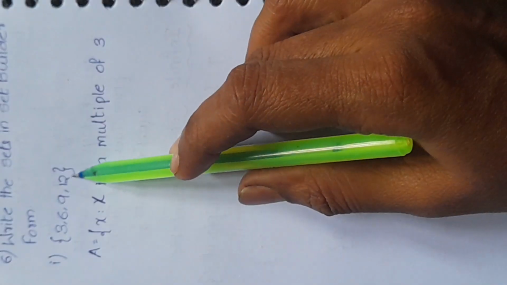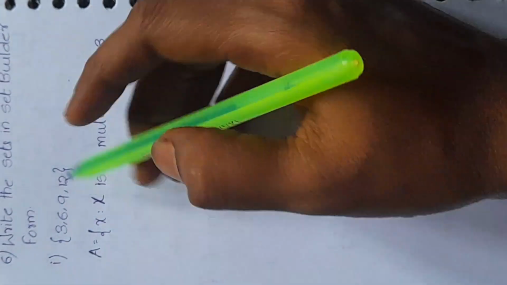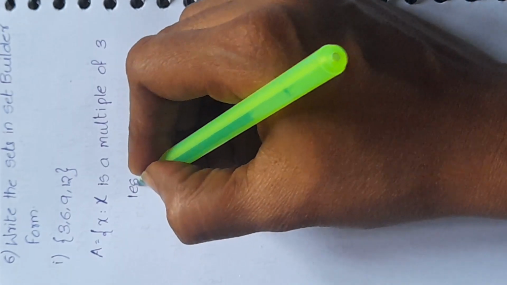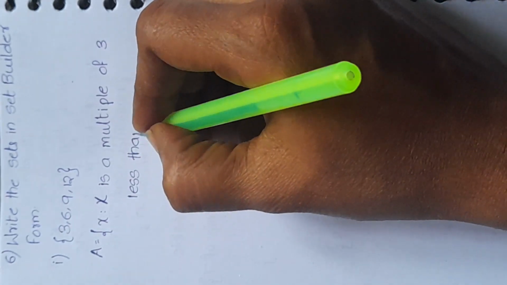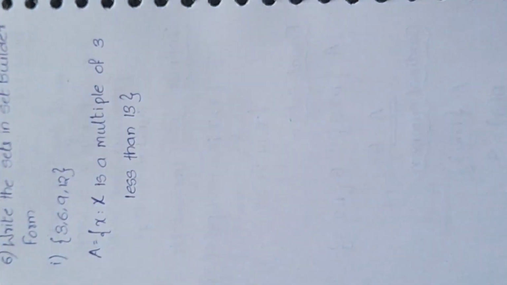But here only up to 12 is given. So x is a multiple of 3 less than 13. We should take this as A = {x : x is a multiple of 3 and less than 13}, which is the set builder form.